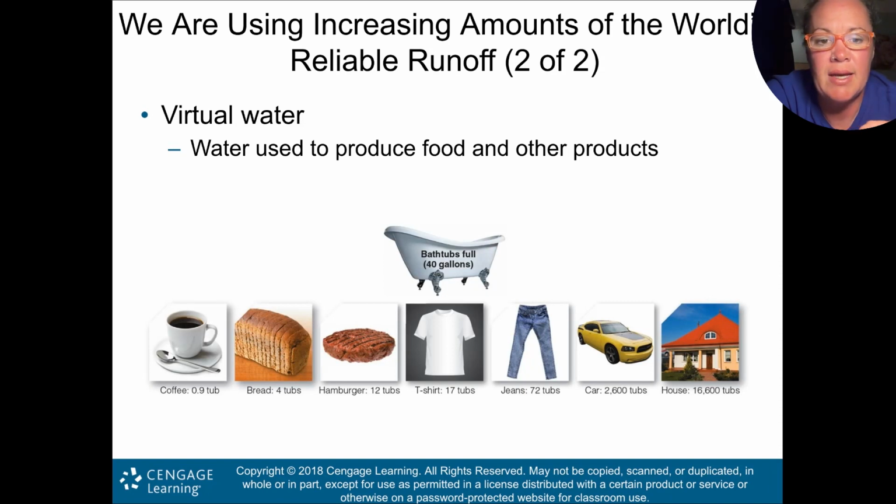And this is looking at common household or daily items that your water use can kind of offset. So how many tubs of water, how many 40-gallon units of water does it take to produce a hamburger? About 12 tubs of water.